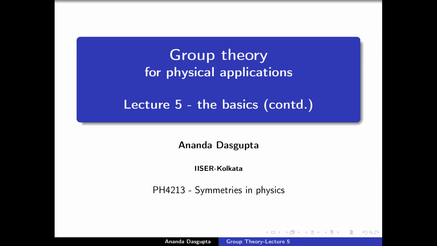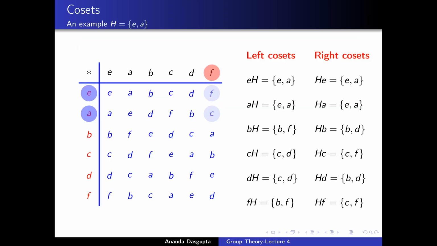Both the normal subgroup and the associated quotient group structure are going to play a huge role in physics as well as in representation theory. But before we go there, let me just recall some results that we had seen in the last lecture. Let me remind you that in the last lecture, we took a look at cosets.